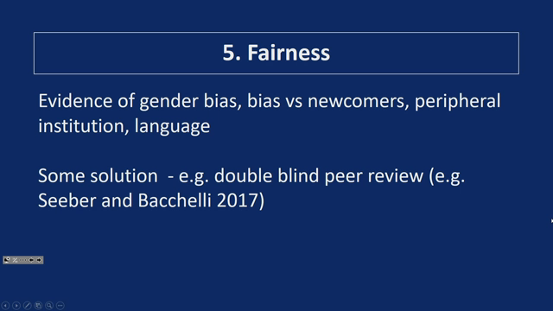The fifth issue regards fairness. There is evidence, when peer review is single blind, namely when the reviewers know the identity of the authors, of bias in terms of gender, nationality, language, and bias against authors from peripheral institutions and from newcomers. So apparently double blind may overcome in part this problem, but again it's not always 100% effective, as reviewers might find other ways to know the identity of the authors.